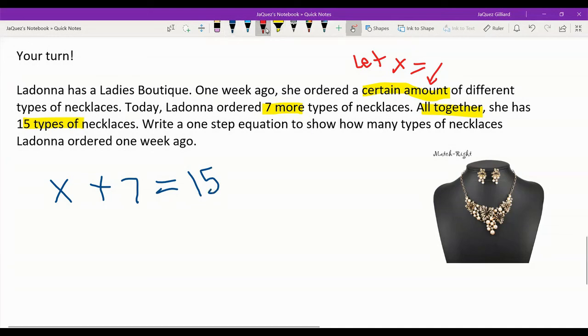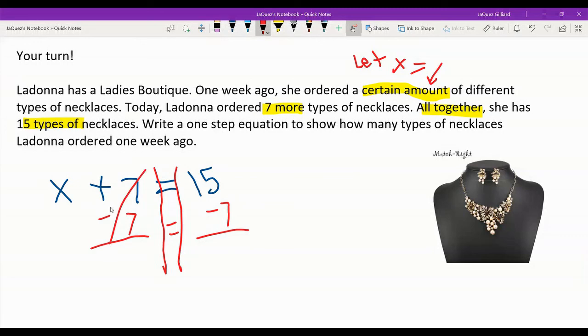All right, let's draw our railroad tracks because we have to honor the equal sign. We're going to isolate the variable, which is X, which means to get it by itself. To do that, you must undo positive 7, which is going to become negative 7 because it's the opposite of adding. And what you do on one side, you must do on the other.